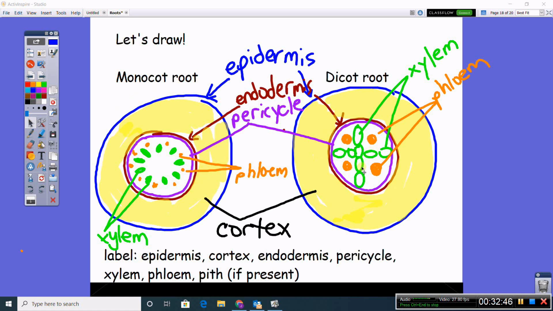Coming over here to look at the dicot root, I expect my xylem to make an X-like formation and for my orange phloem here to be in between the spokes, okay? No pith. Then I have my pericycle, then I have my endodermis, then I have my cortex, then I have my epidermis.